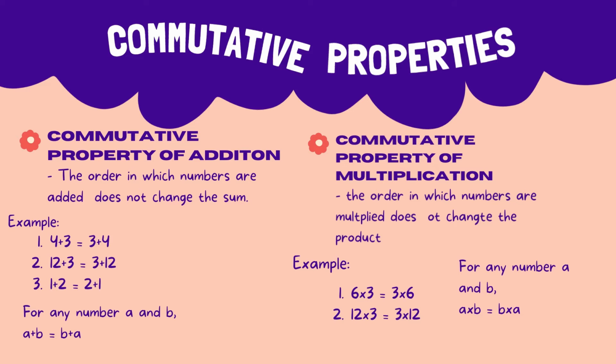Another commutative property is for multiplication. The order in which numbers are multiplied does not change the product. Like the commutative property of addition, it's the same with multiplication. Even if we change the order of the numbers, the result or the product will not change. For example, 6 times 3 is equal to 3 times 6, and 12 times 3 is the same as 3 times 12. So for any numbers a and b, a times b is equal to b times a.